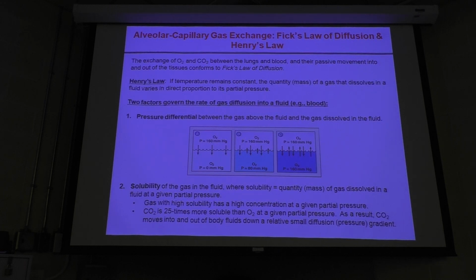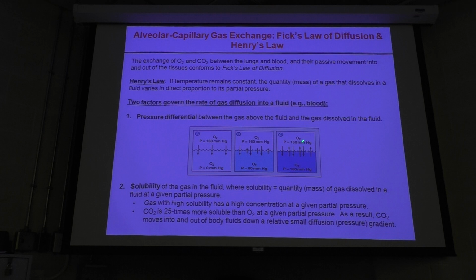So, the exchange of oxygen and carbon dioxide between the lungs and the blood and their passive movement into and out of the tissues conforms to Fick's law of diffusion. We also know that Henry's law states that if temperature remains constant, the quantity or mass of a gas that dissolves in a fluid will vary in direct proportion to its partial pressure. So again, the higher the partial pressure, the greater the dissolving factor. So two factors ultimately govern the rate of gas diffusion into a fluid, for example, the blood. The pressure differential, so that pressure gradient, the driving pressure, between the gas above the fluid and the gas dissolved in the fluid, as well as the solubility.